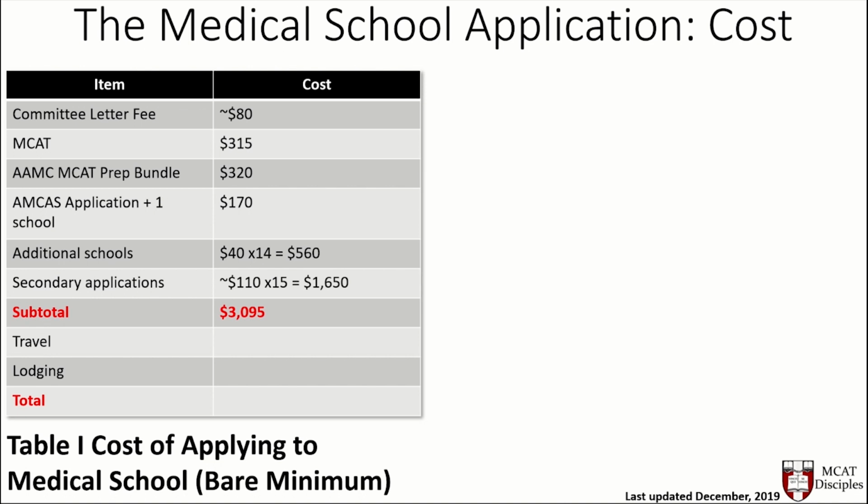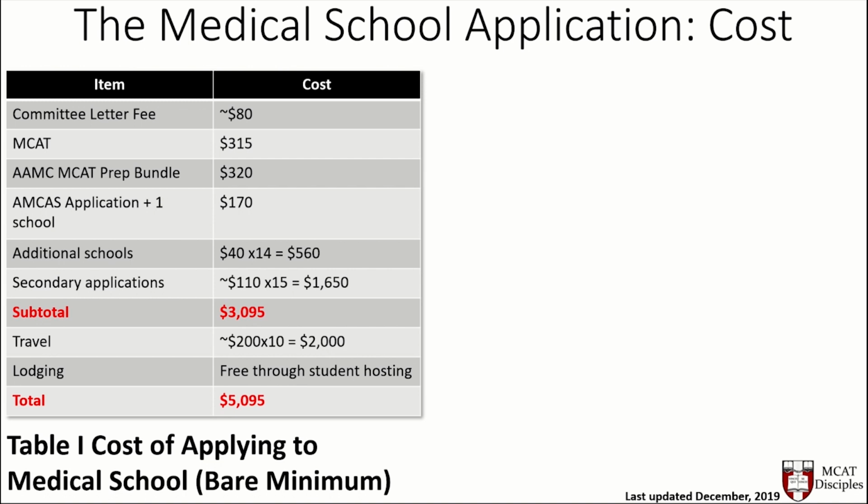Depending on how many interviews you get, you'll have to spend money on travel, which let's just assume will add up to $2,000, if you're lucky. And let's also just assume that in terms of lodging, you will use the free student housing provided by the medical school at which you are interviewing. That brings our grand total to $5,095. And this is the bare minimum cost of applying to medical school.